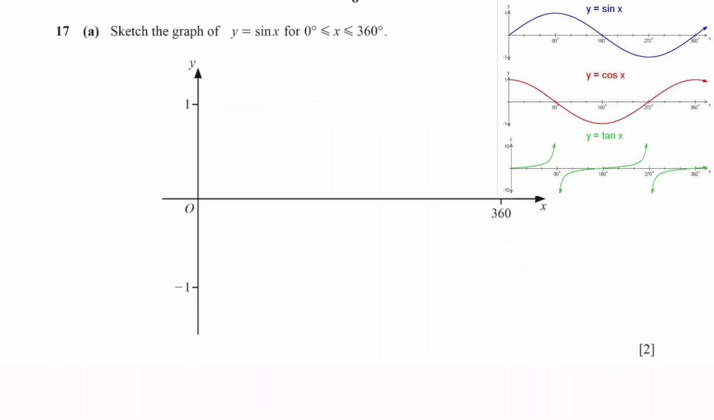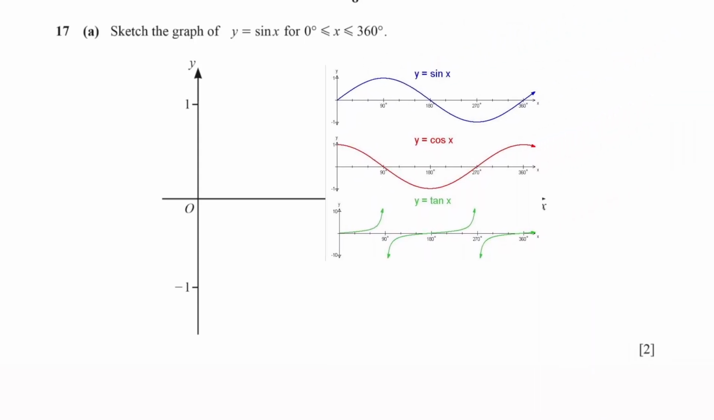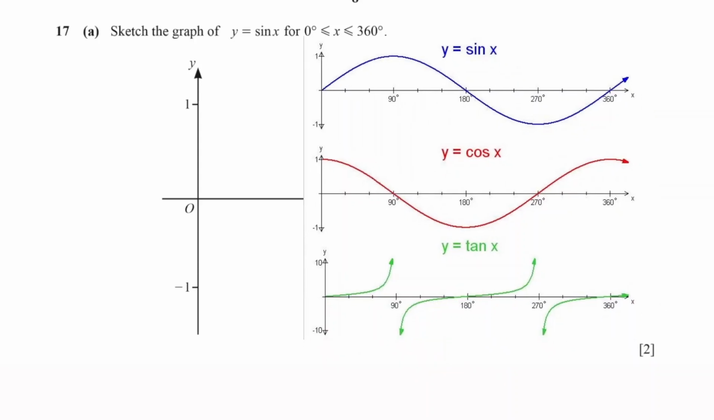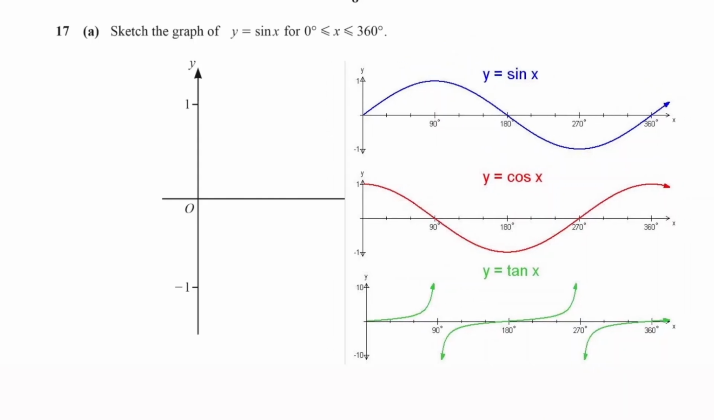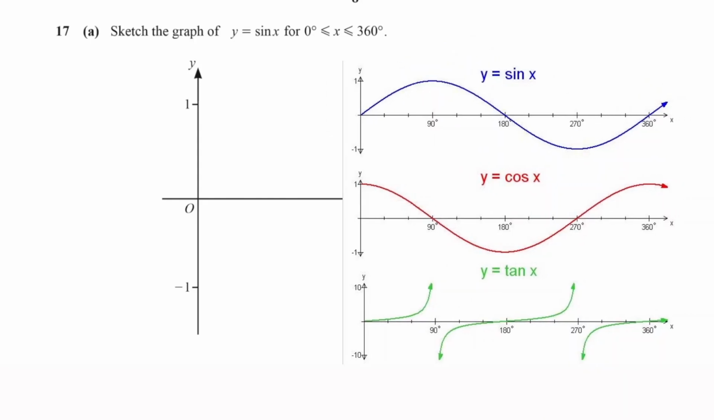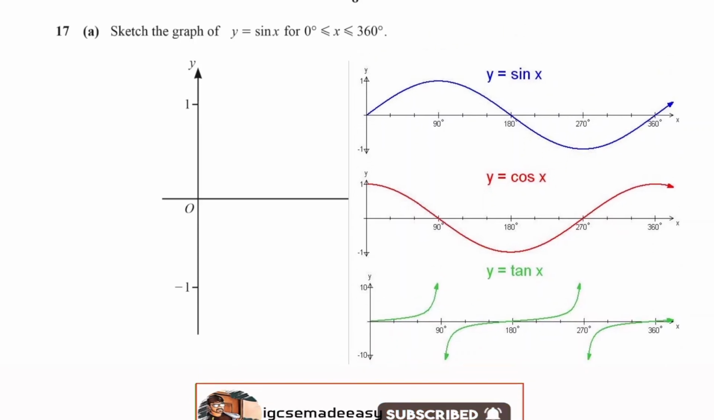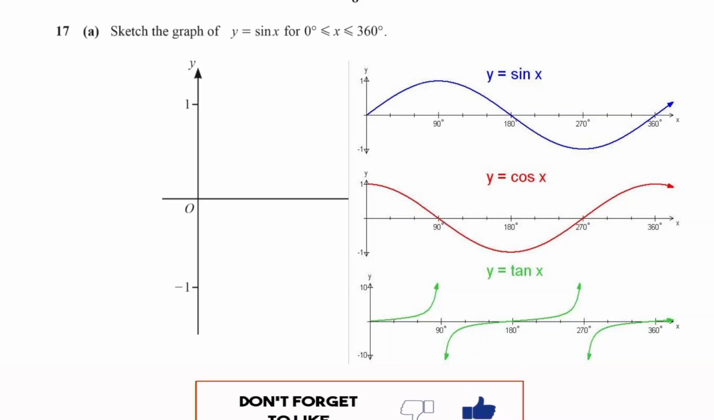Question number 70. Sketch the graph of y equals sine x. Can you see the graph that I have pasted over here? This graph is for all three: y equals sine x, cos x, and tan x. I have shown it just for your help. If in any other exam you get cos x and tan x, you may be able to draw the graph also. So here y equals sine x is at the top.